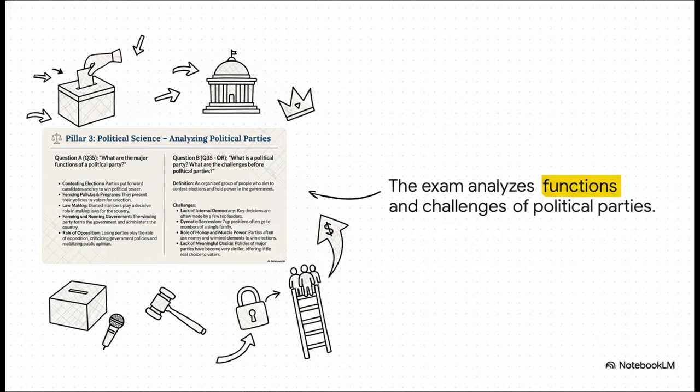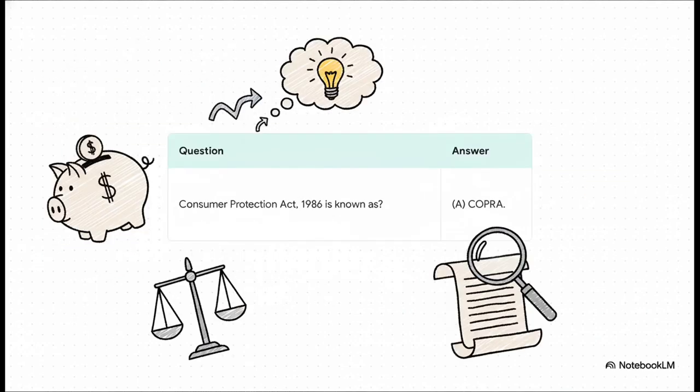You're not just asked to define a political party. No, you have to explain what they do and then critically analyze the real-world problems they face, like internal democracy or dynastic succession. Shifting over to our 4th pillar, economics, we see that same pattern pop up again.